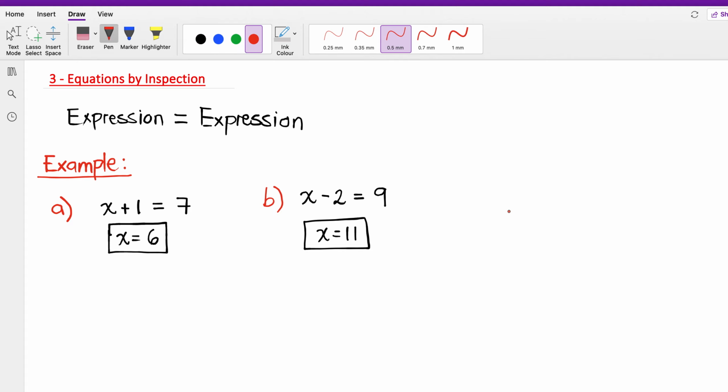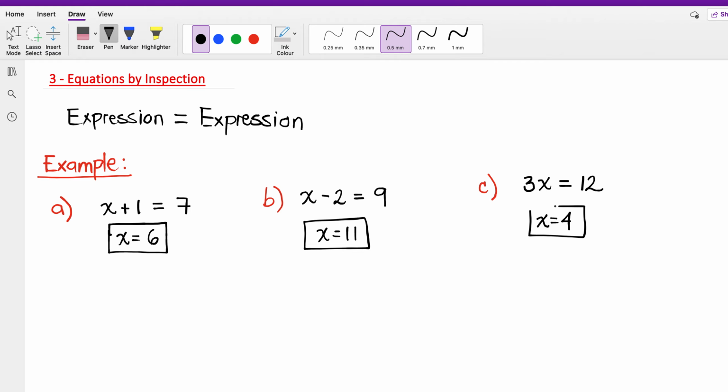Let's do another one. So 3x is equal to 12. Remember that this means that there is a times here. 3 times a number is equal to 12. What is that number? So that number is 4.